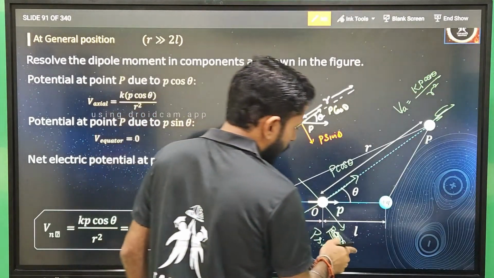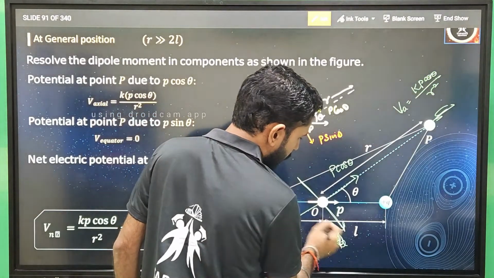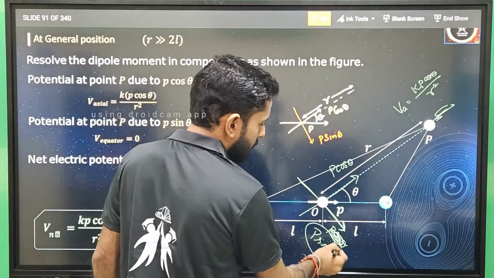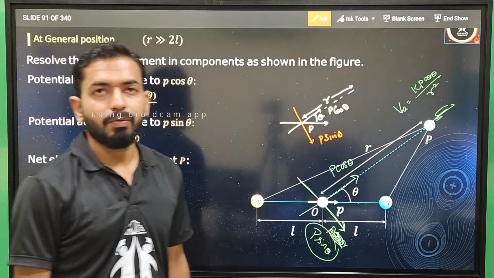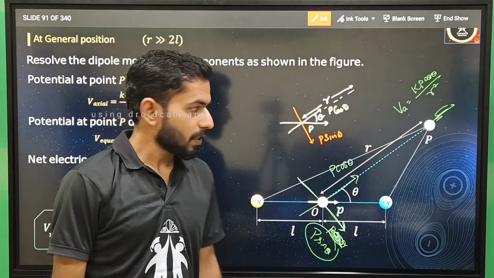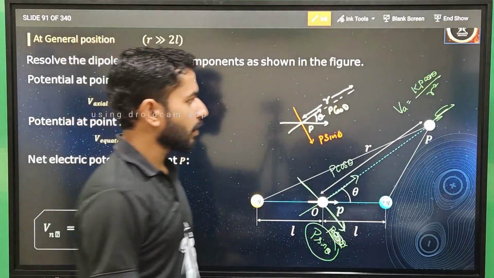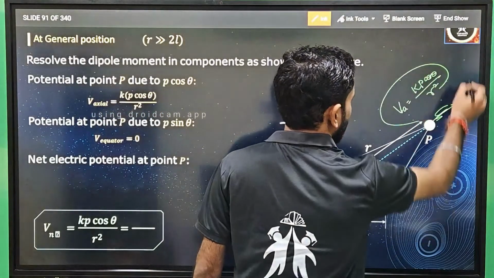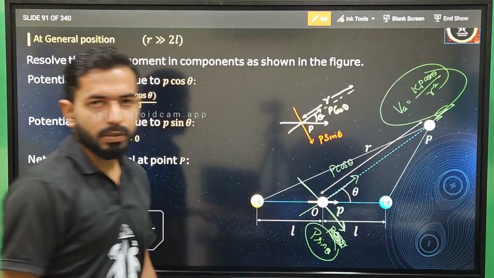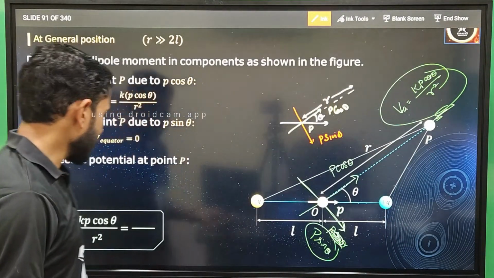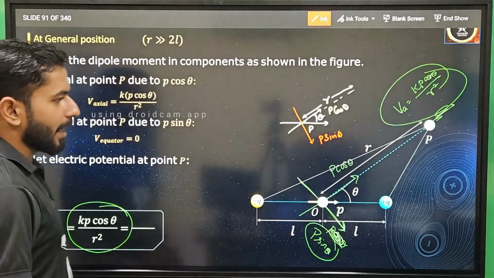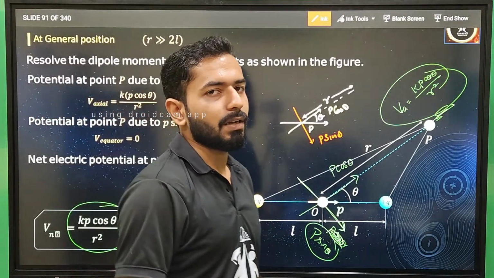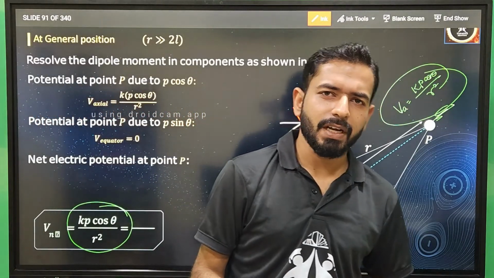Second one. Due to the perpendicular direction, due to this P sin theta, can you say this point is behaving like an equatorial position? And due to the equatorial position, what is the potential, students? It is zero. Correct? That means net potential is only equal to Kp cos theta divided by r square, because there is no problem of any direction. So I can finally say my answer will be Kp cos theta divided by r square. There is no problem for direction.